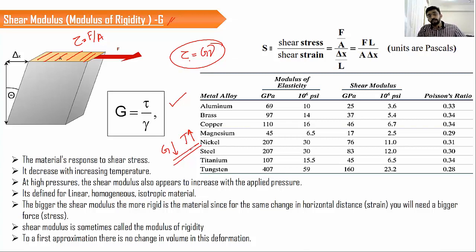This particular property is mainly used in the metal forming industries, where you will be changing the shape of a metal to a particular shape, deep drawing. All these things require higher temperature to reduce the G value, thereby we can easily change the shape of this material. And it also changes with respect to pressure. As the pressure increases, the G value also increases.